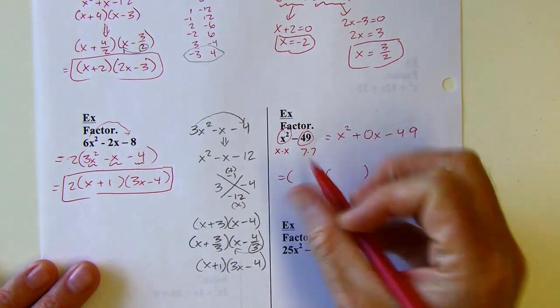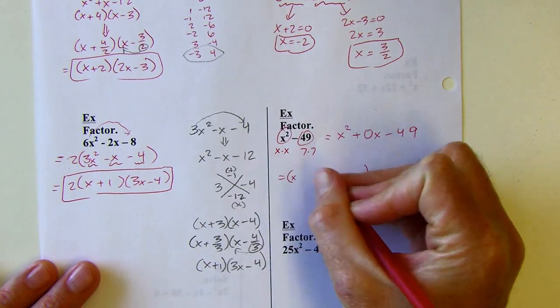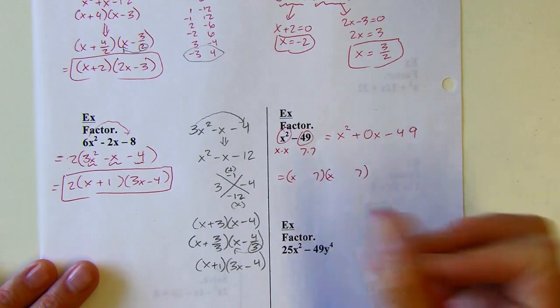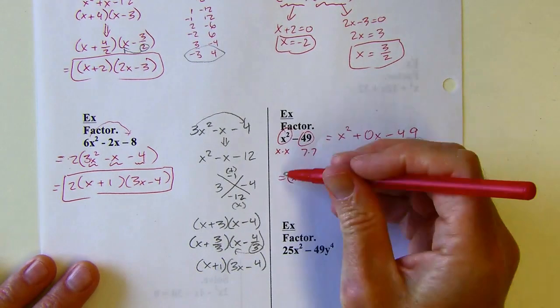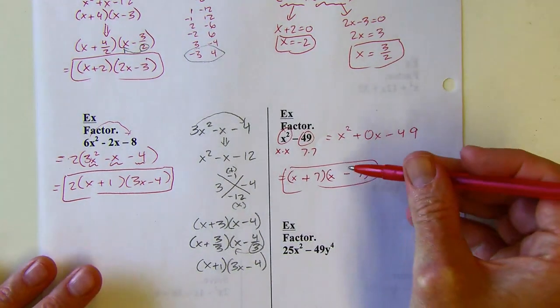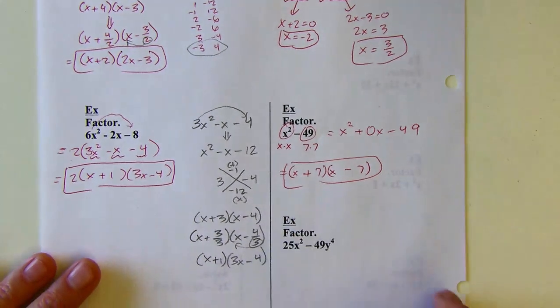When I'm factoring this, I know the x's are going to go in front, and the 7's will go in the back. And then one of them is positive and one of them is negative. You could get that same result by doing a diamond problem like this, but it's a quicker shortcut. With a difference of squares like that, it's always going to follow that pattern.